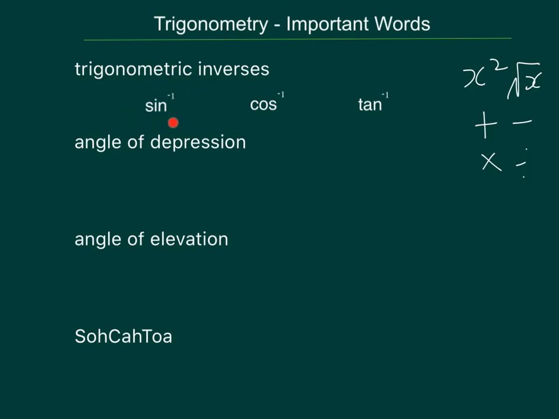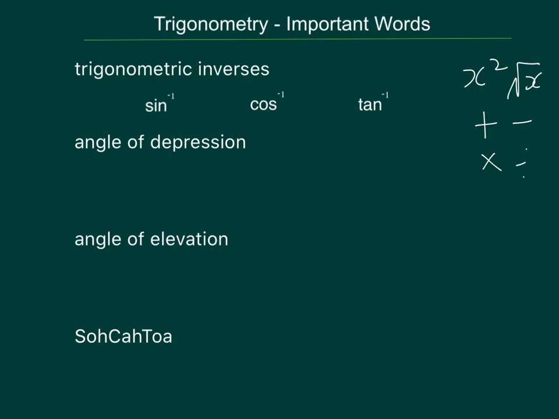On your calculator, you'll be pressing second sine to get to it. For cosine, the inverse is written like this, and for tan, it's written like that. These inverse functions change a ratio back into an angle, whereas sine changes an angle into a ratio.